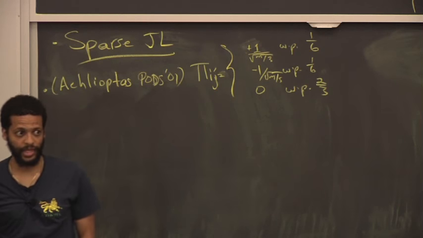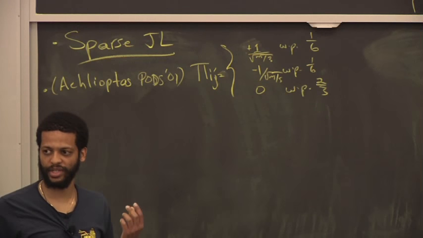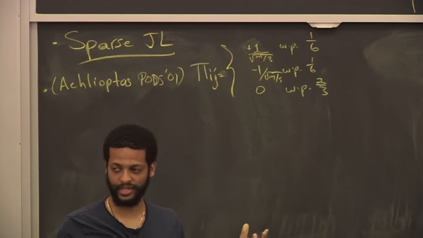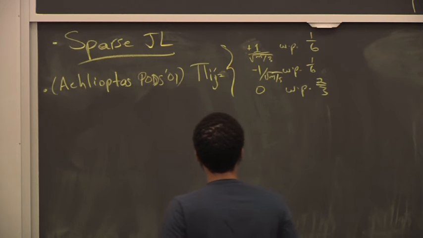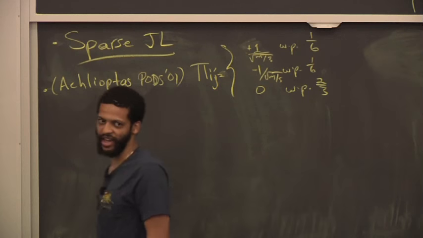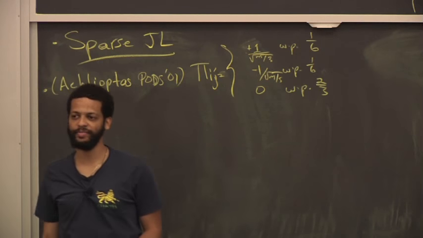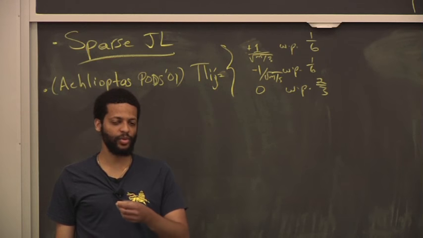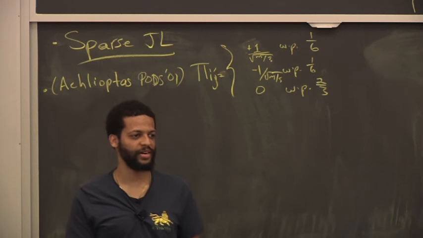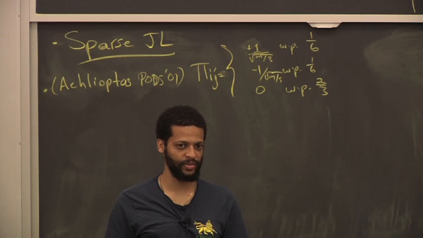Okay. And what he showed is if you use this distribution, you still have independent entries. If you use this distribution, then you'll get DJL, okay, distributional JL. And you'll get it even with kind of the same. So far, we've just been using big O's everywhere. M can be big O, 1 over epsilon squared, log 1 over delta.